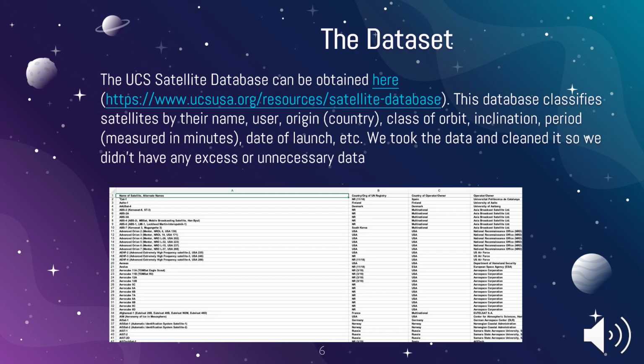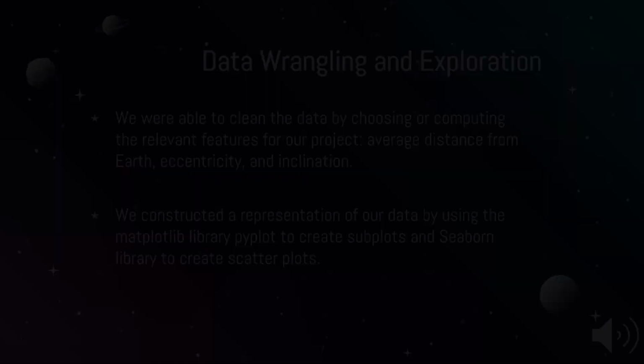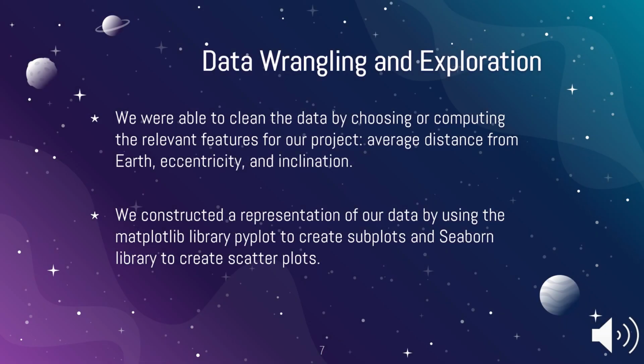We were able to gather our data from the UCS, or the Union of Concerned Scientists. This data included information such as the apogee distance, the name, the orbit type, and the country of origin, and the data was gathered from over 2,000 registered satellites. The data on the website was made available through a CSV file, and when we retrieved that CSV file, we were able to clean it and extract the information that was necessary for our project. Using the data that we cleaned, we were able to construct representations and visualizations of it by using the matplotlib and Seaborn libraries to create scatter plots.